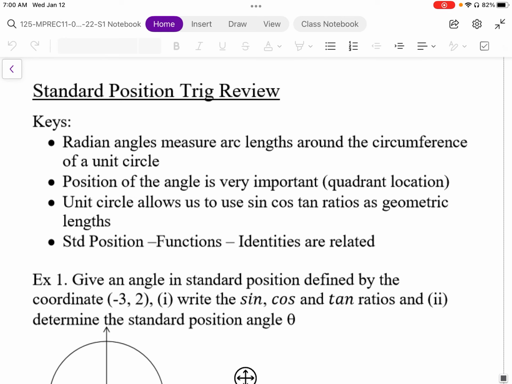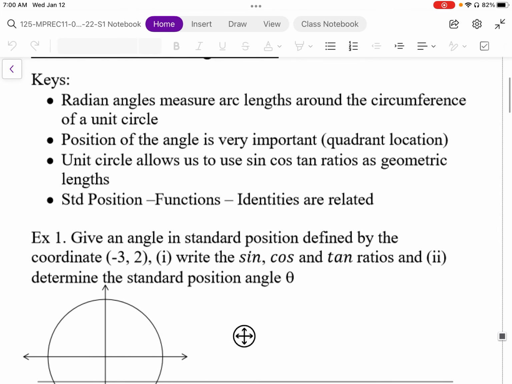The unit circle is very useful because it allows us to use the sine, cos, and tan ratios as lengths. So when we talk about the radian in the unit circle, it gives us length along the arc. The sine, cos, and tan ratios give us length along the x and y. Sine gives you length along the y, cos gives you length along the x, and more importantly, not just length, but position. Standard position is related to functions and identities. All three things are related to each other. So we want to make as many connections as we can.